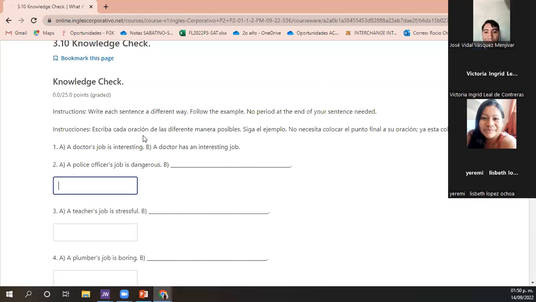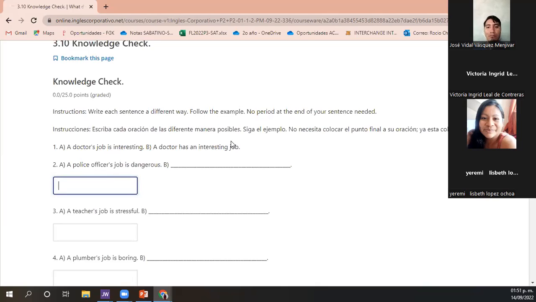Entonces, vamos a ver primero the section 3.10. And in this section, what you have to do is to change the sentence, right? You have to write each sentence in a different way. Follow the example, no period at the end of your sentence is needed. ¿Qué quiere decir? Escriba cada oración de una manera diferente, siga el ejemplo, y dice que no se necesita poner el punto final al final de la oración. Por ejemplo, tenemos, a doctor's job is interesting. A doctor has an interesting job.